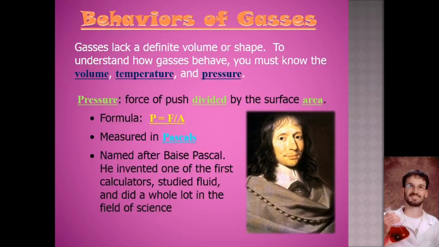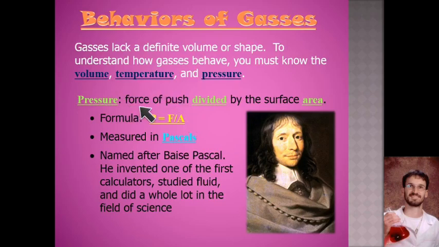Here's our first scientist to discuss. This is Blaise Pascal, and he is the person that gets the honor of having a unit named after him. And the formula that you need to remember is P is F divided by A. The P is pressure. And pressure is equal to the force divided by the area.